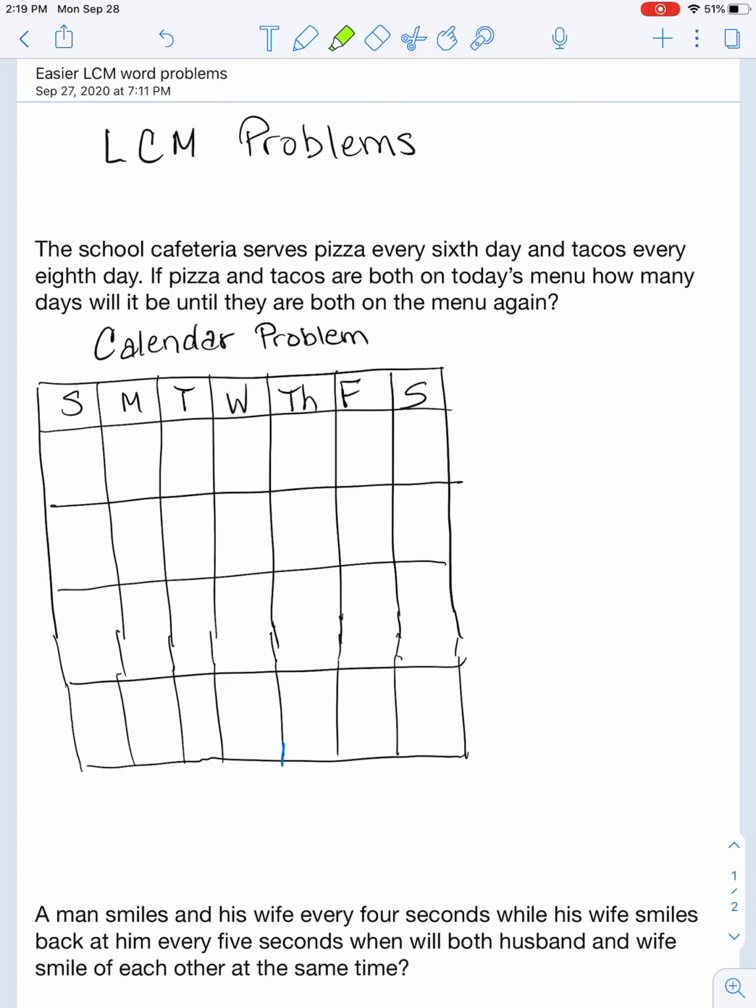So the first one we have is the school cafeteria serves pizza every sixth day and tacos every eighth day. If the pizza and tacos are both on today's menu, how many days will it be until they are both served on the menu together again? So we want to know how many days until they're both on the menu again.